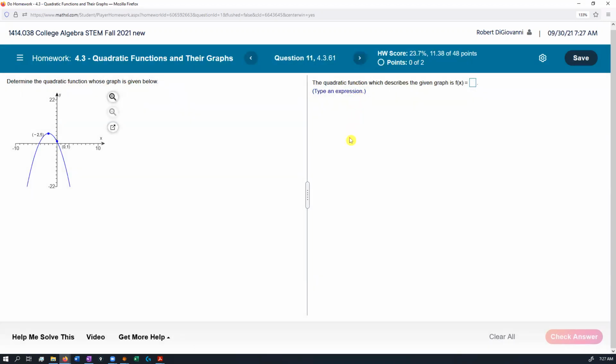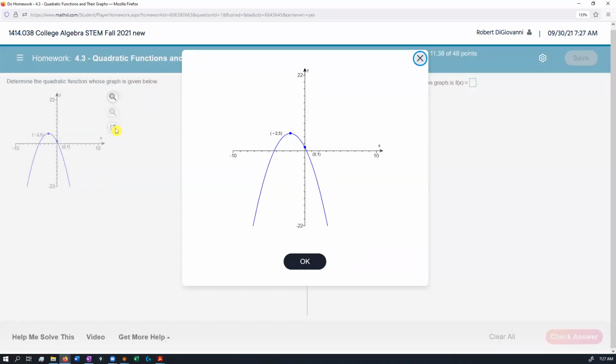All right, so for this one, I think this one's worth us doing for sure right now. It says determine the function whose graph is given below. So they give you a graph, right? We did not talk about how to do this. This is actually a really good problem. So here's the thing. We've got this graph, and we can tell by looking at the graph that this is our vertex, right?